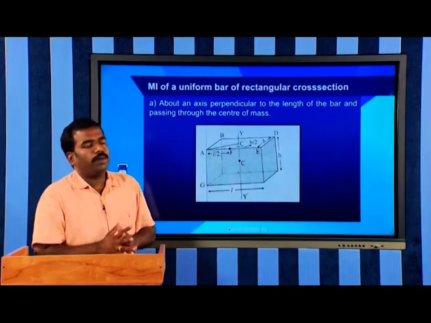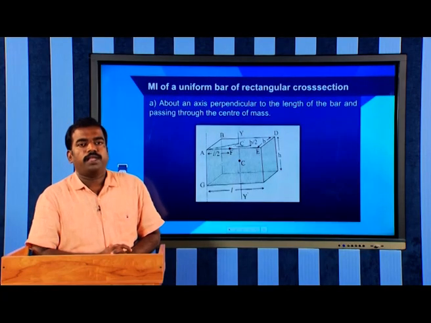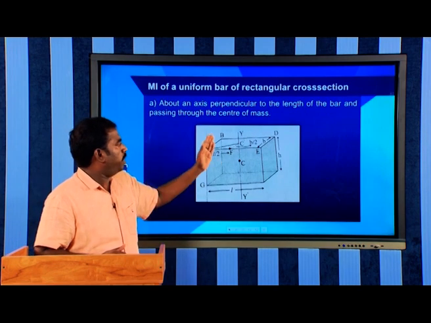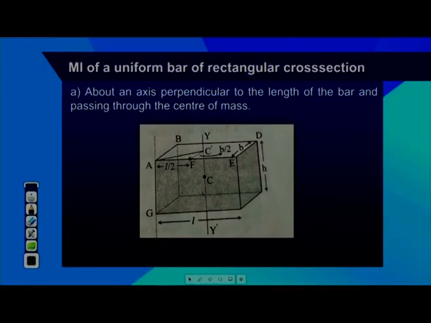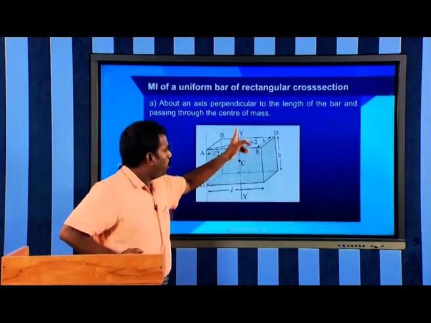First we are going to find the moment of inertia of a uniform bar of rectangular cross section. In the previous sessions we learned the moment of inertia of a rectangular lamina. This is a uniform bar of rectangular cross section, and firstly we are finding the moment of inertia of this solid bar about an axis perpendicular to the length of the bar and passing through its center of mass. This is the axis passing through its center of mass and perpendicular to its length.